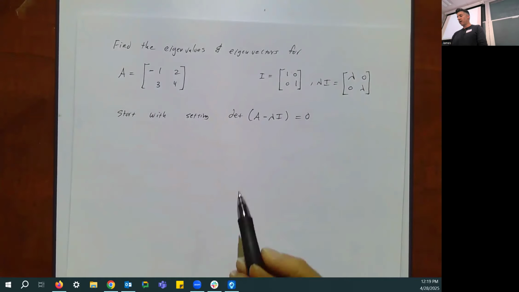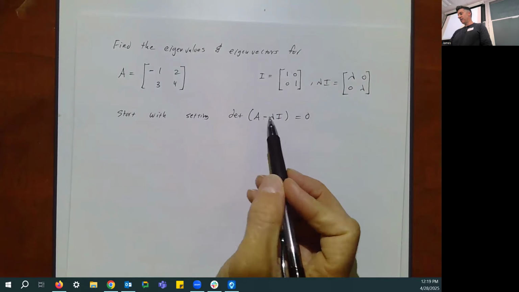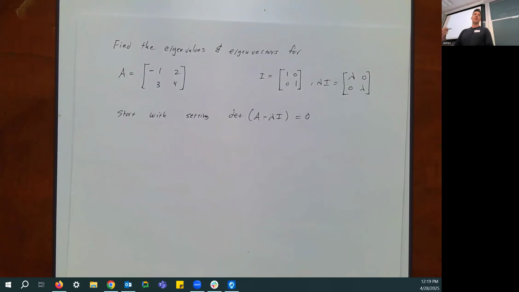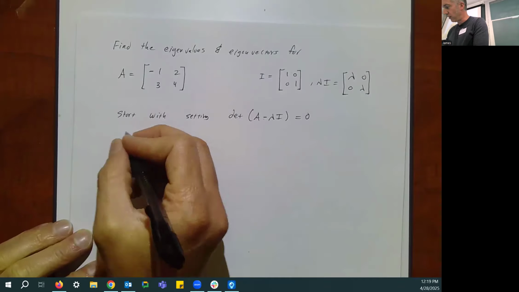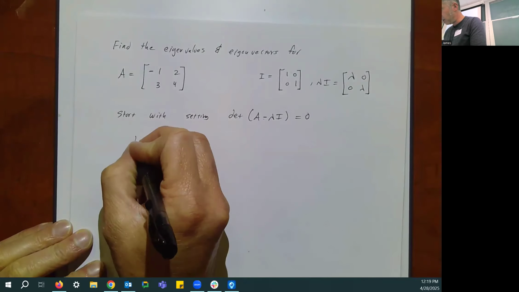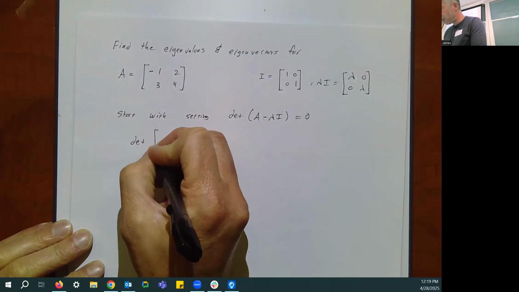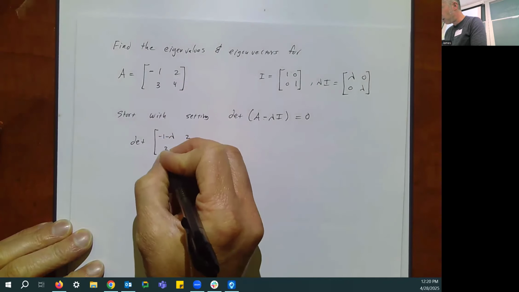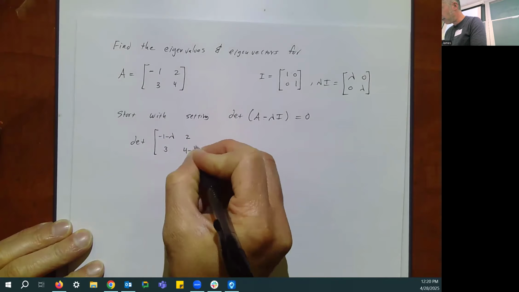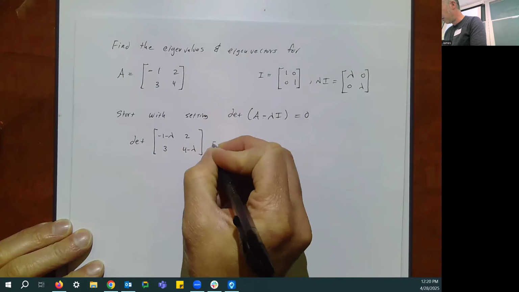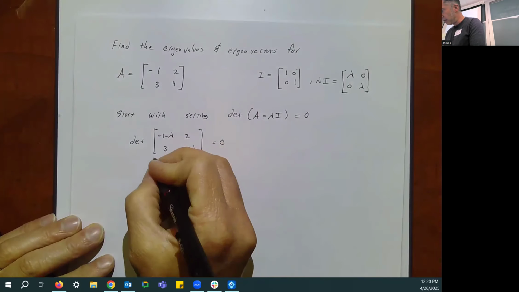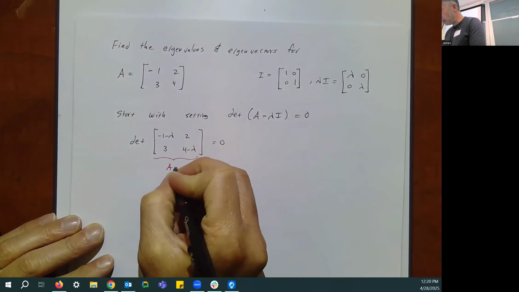So then when we take our matrix minus this matrix, all we're really going to do is subtract lambdas on the main diagonal. So we're going to find the determinant of -1 minus lambda, 2, 3, 4 minus lambda. And we're going to set that equal to 0. So everyone's on board. This is our A minus lambda I.